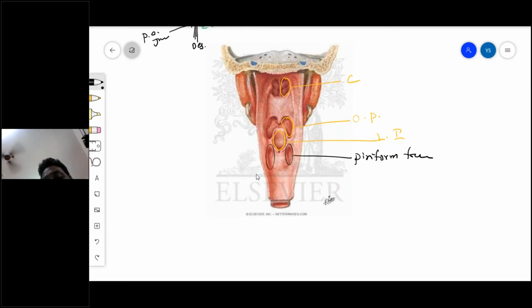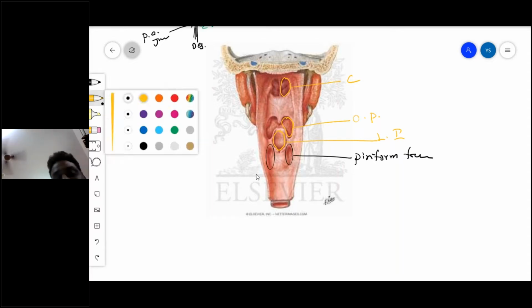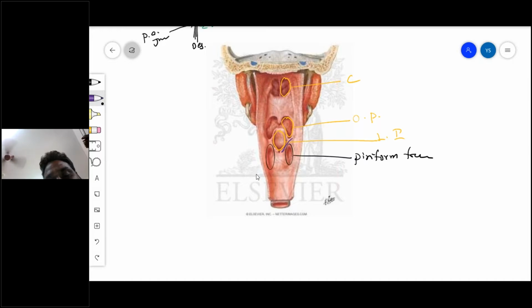If you see the boundaries of the pyriform fossa, I show with the blue arrows, medially it is bounded by this blue color line, and laterally it is bounded by a cartilage here. These two are the boundaries of the pyriform fossa.